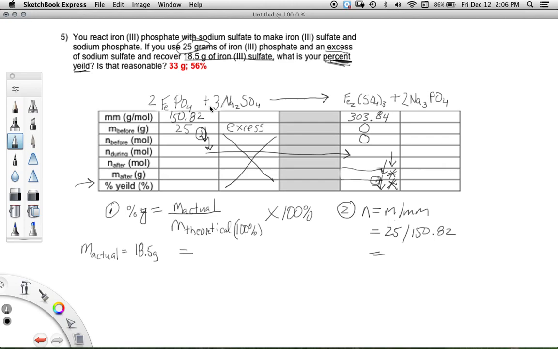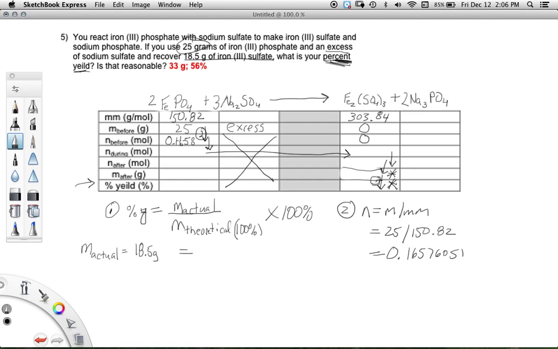Let's take a look. 25 divided by 150.82. I get 0.16576051. I'm just going to put 0.1658 just because that's what fits nicely, but we know we're using this number here.